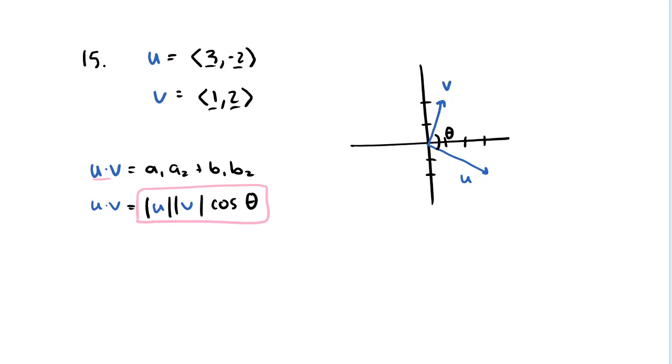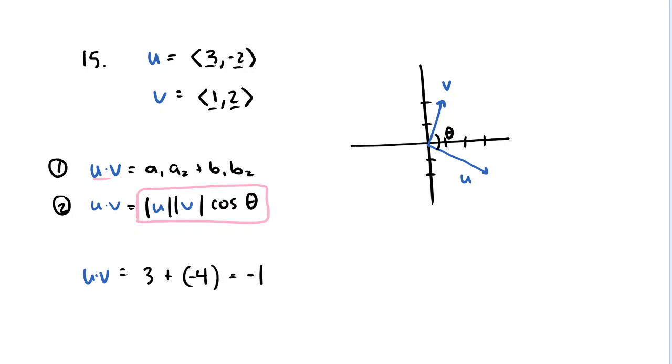And so u dot v, if we compute it this way, approach number 1, is equal to 3 times 1, that's 3, plus negative 2 times 2, that's negative 4.